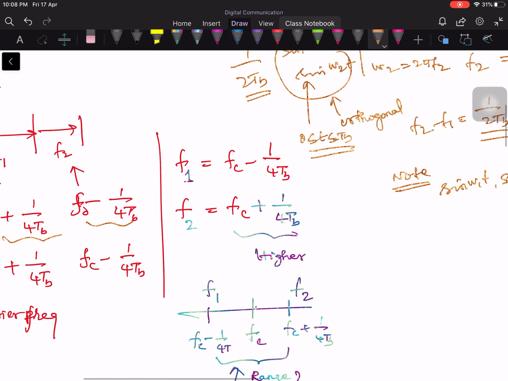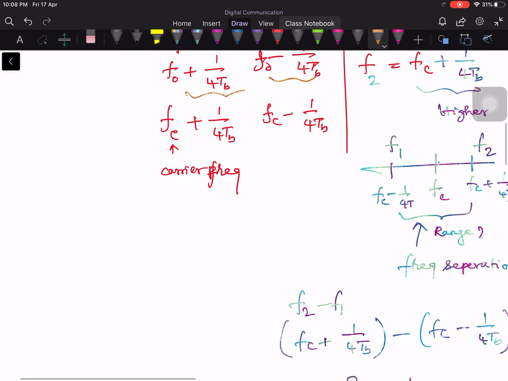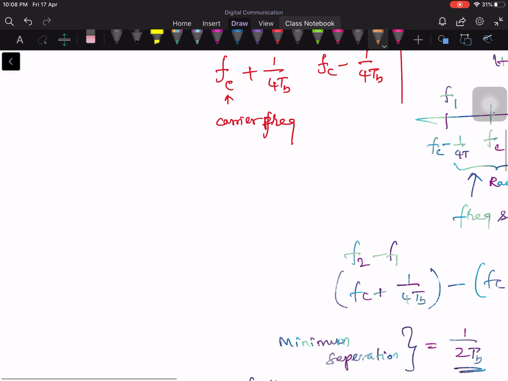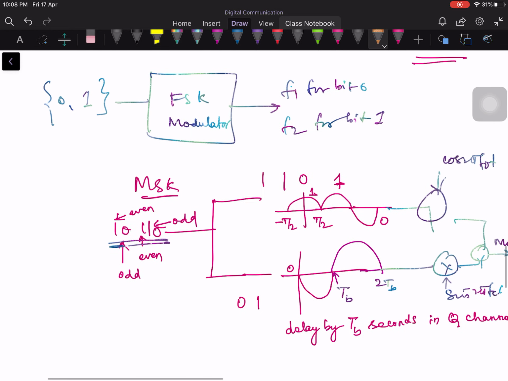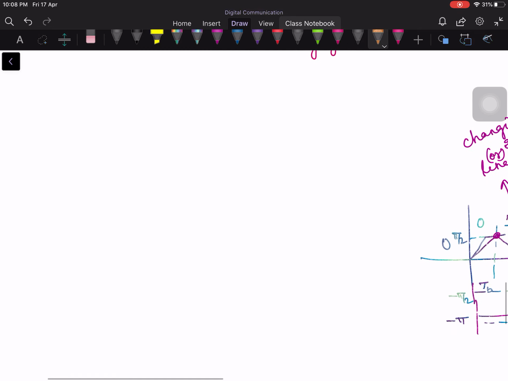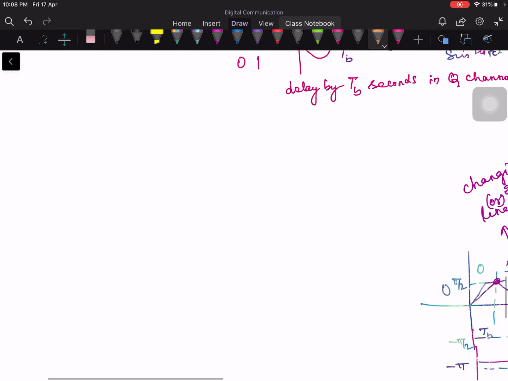So that's all about the interpretation of MSK as an FSK digital modulation scheme. At this point I would like to stop this lecture. In the next class we will see the M-ary passband digital modulation schemes. Thank you very much.